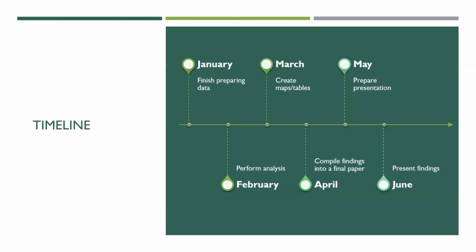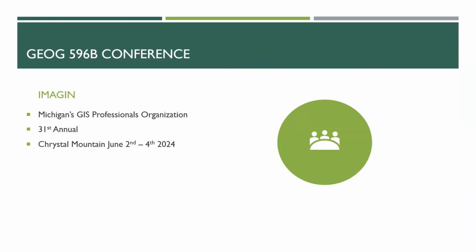I intend to prep my data in January, run my analysis in February, create my maps, tables, graphics in March, compile my findings into a paper April, and prepare my presentation in May so that I can present my findings in June at the Imagine 31st Annual Conference. Imagine, which will take place at Crystal Mountain, Michigan. Imagine is Michigan's GIS Professional Association, and the acronym stands for Improving Michigan's Access to Geographic Information Networks.